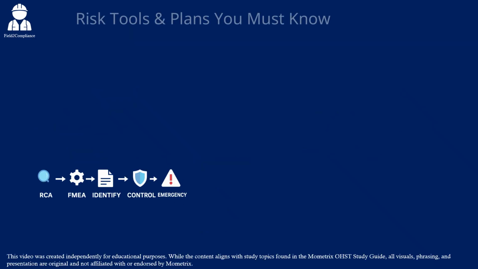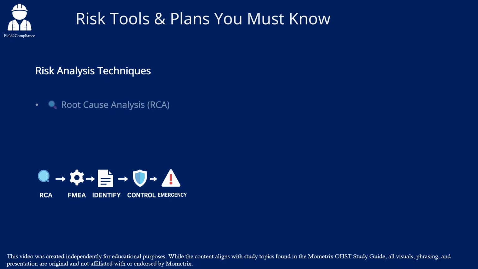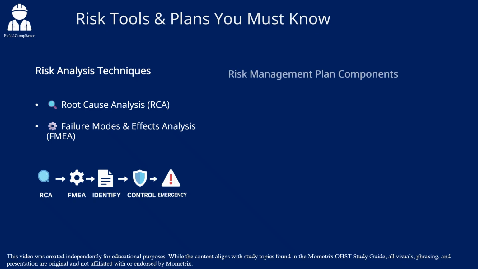To wrap it all up, this visual emphasizes risk control through analysis and planning. Risk analysis techniques. We can't fix what we don't understand. That's why we use RCA to identify the true root of a problem, not just what's obvious. FMEA to think proactively. Where could failure occur and how can we stop it?